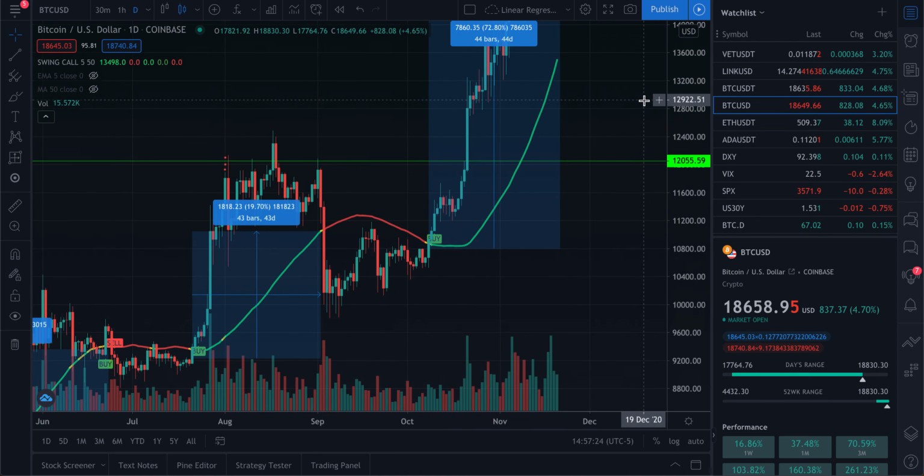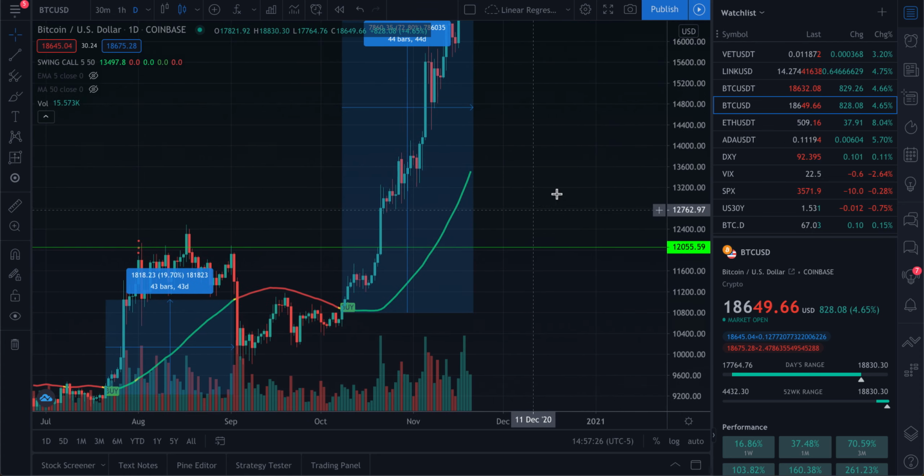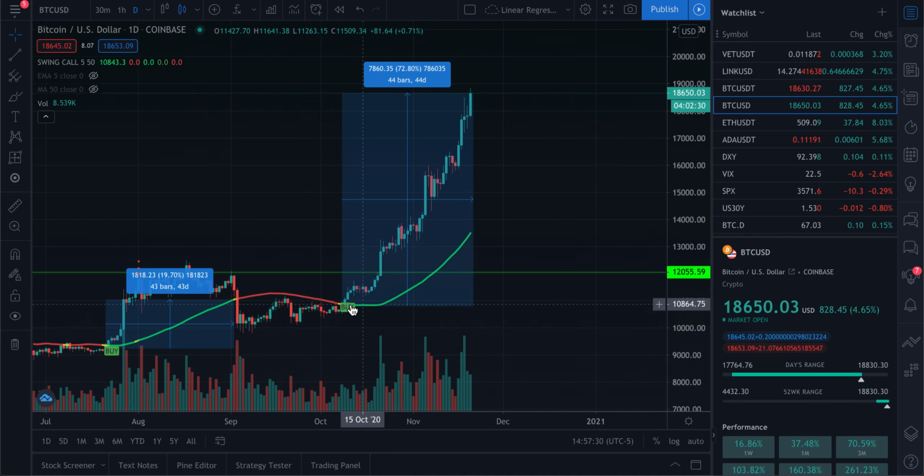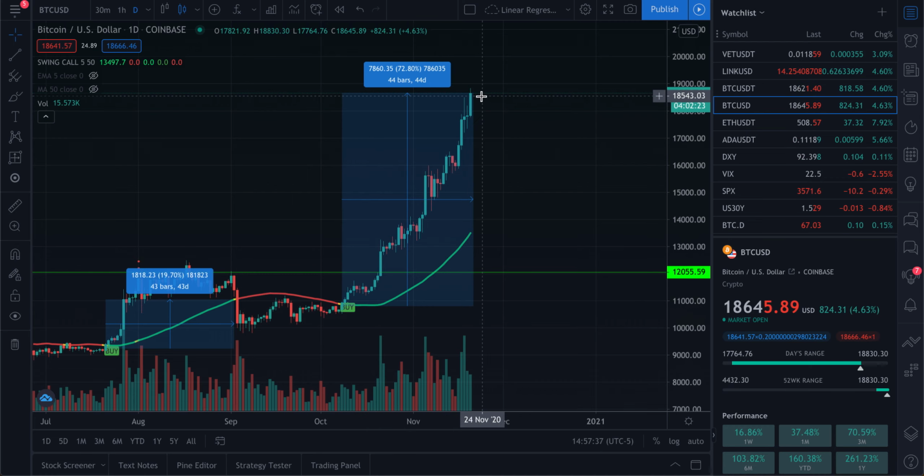But guess what? Okay, this is the big one. This is Bitcoin right now. You're still in a buy. This is absolutely ridiculous. You would have bought here back in October. Are you kidding me?